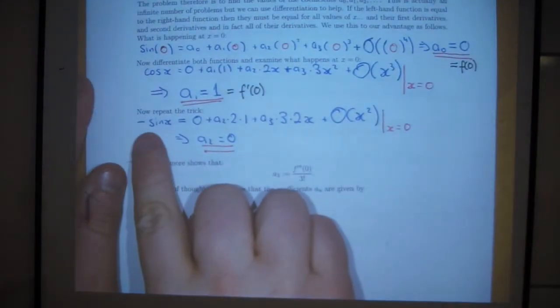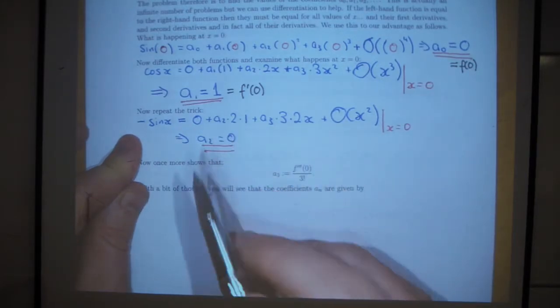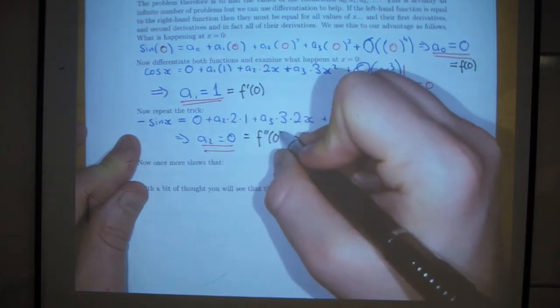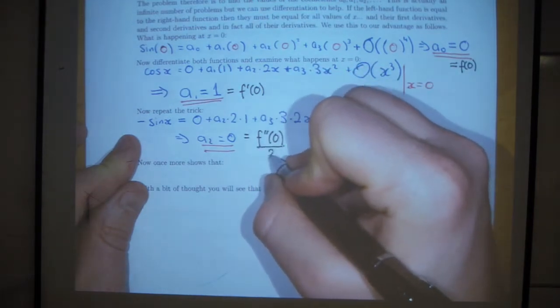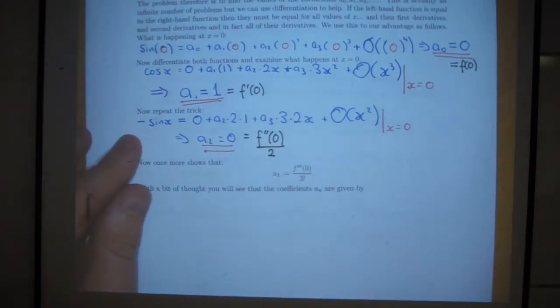This is the second derivative evaluated at 0, and to find a2 you'd have to divide by 2. So this is the second derivative divided by 2. If you repeat the trick, you're going to have 3 by 2 by 1, which is 3 factorial.